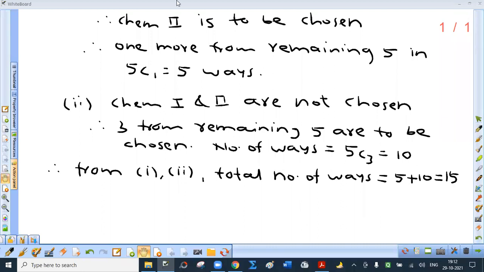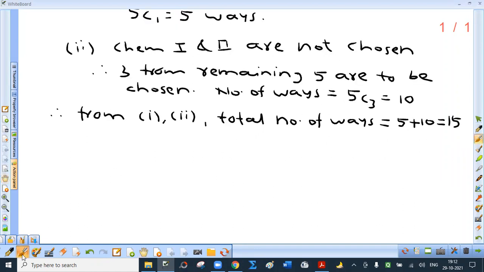Sum number 8. 30 objects are to be divided in 3 groups containing 7, 10 and 13 objects. Find the number of distinct ways for doing so. Let me explain. See, 30 objects are to be divided into 3 groups containing 7, 10, 13. Now, from 30 objects, first we select 7 objects to form first group. So 7 objects can be selected in how many ways? Don't write. Let me explain first.